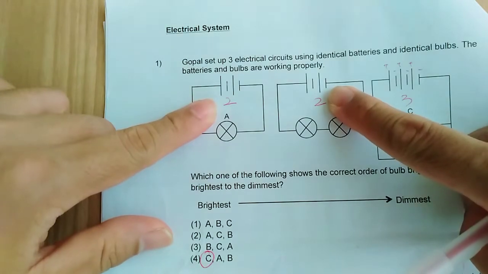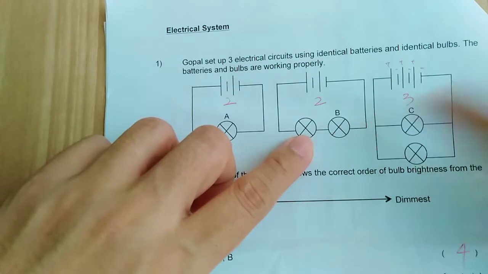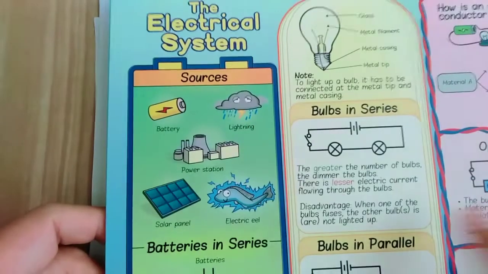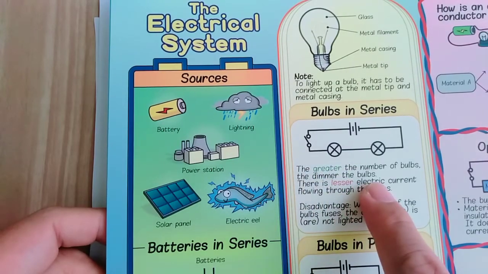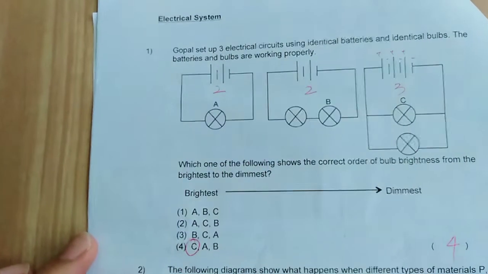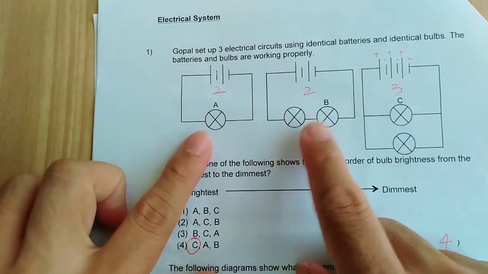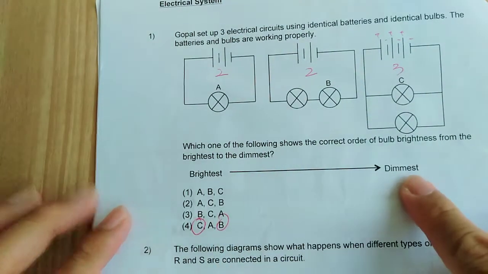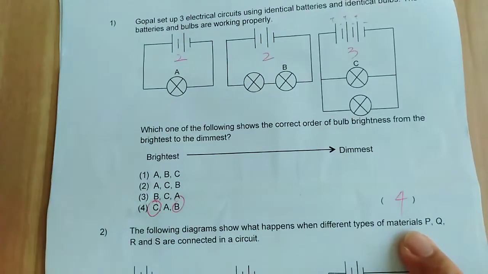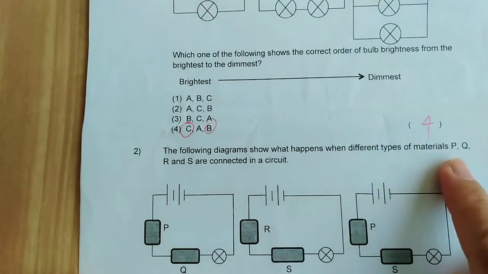Now we're going to check the dimmest. Now these 2 batteries are the same number of batteries here. There are 2 bulbs here, more bulbs in series. Now what did we learn earlier on? The greater the number of bulbs in series, the dimmer the bulbs. So therefore here, this will be the dimmest. Alright, and comparing between these 2, bulb B will be dimmer than bulb A. Therefore, yeah, this is the dimmest. So answer is 4.